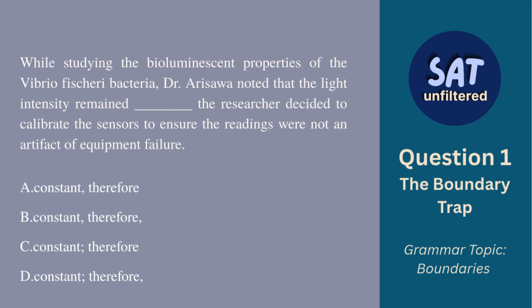Alright, question 1 is what I call the boundary trap. These questions are testing whether you know how to correctly connect two complete sentences when you have words like therefore, however, moreover, and consequently. The biggest mistake students make is thinking that because these words sound like transitions, they can just be surrounded by commas. But on the SAT, punctuation depends entirely on the sentence structure. So let's take a look at the question.